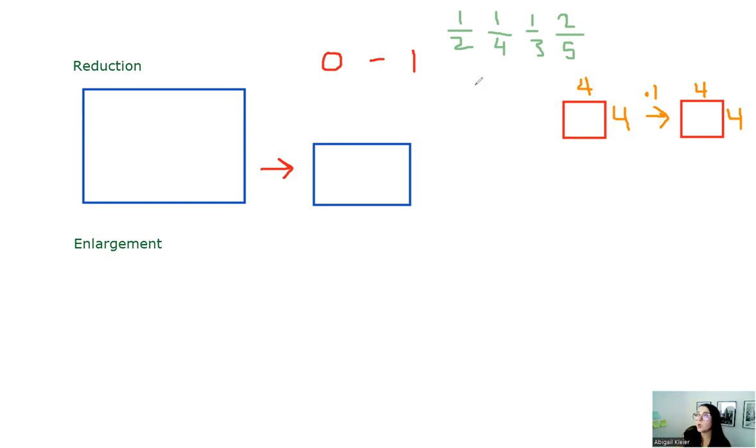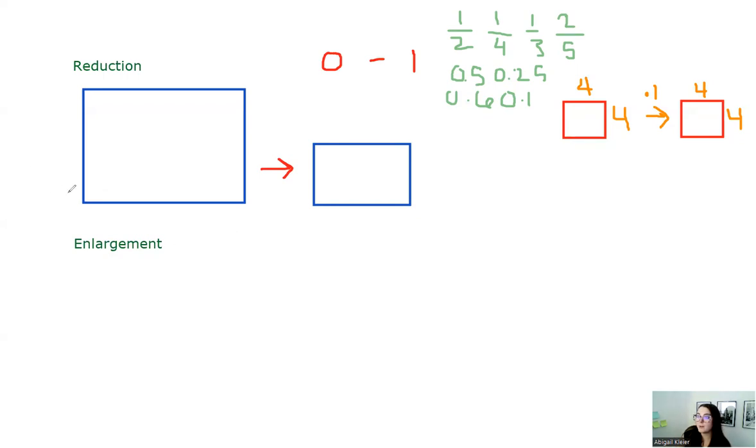Scale factor in reduction could also be in decimal form. So again, we're looking for decimals that fall in between 0 and 1. Some common examples could be 0.5, 0.25, 0.6, 0.1. All of those are examples of decimals that are in between 0 and 1. So those are examples of reduction. Again, reduction is starting big, going small. The scale factor is always going to be in between 0 and 1.